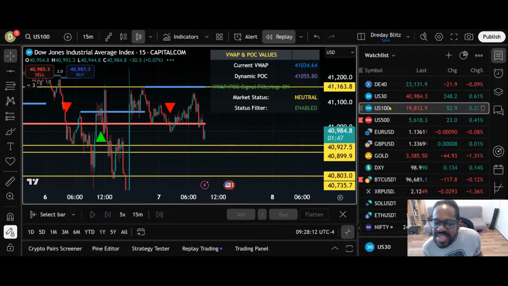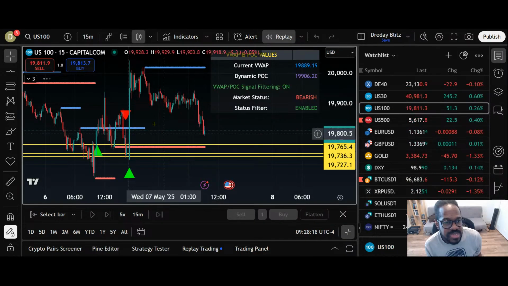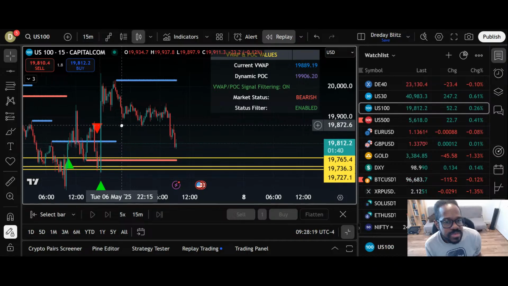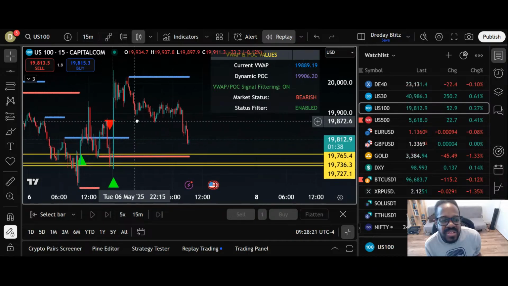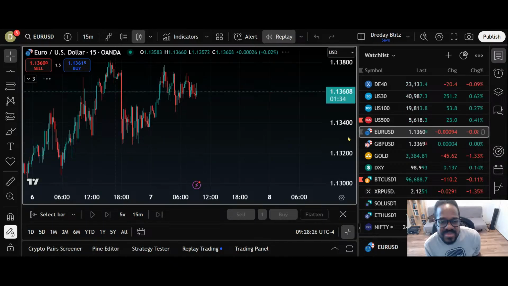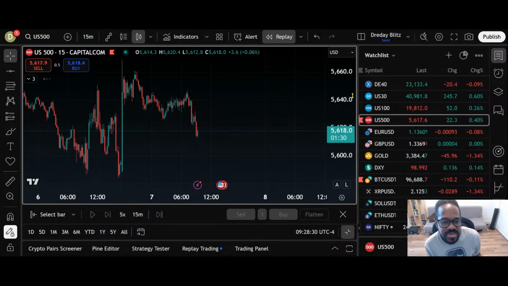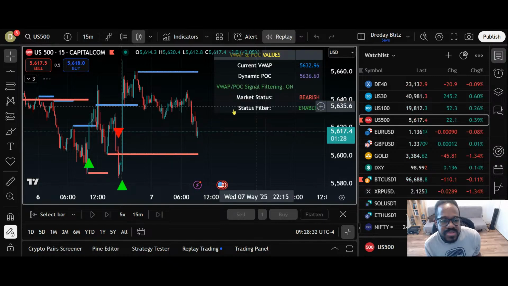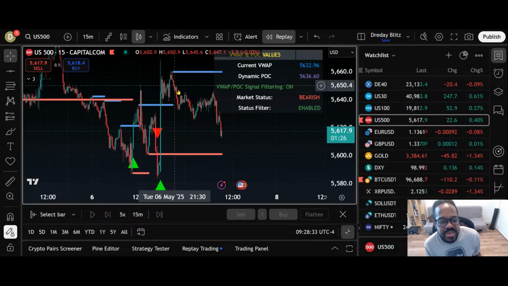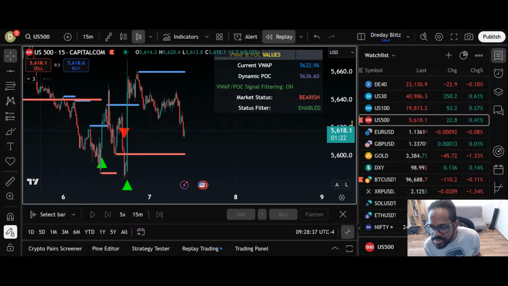So let's look at NASDAQ. NASDAQ is bearish still. And US 500. So everything, so all the indices here are going down.